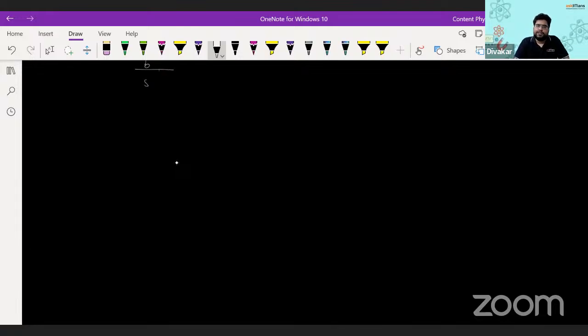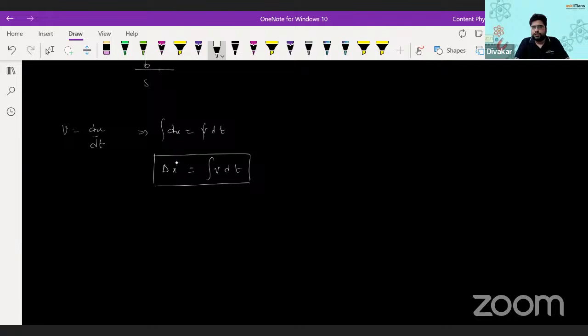If displacement is given, we learned how to find the instantaneous velocity, but the reverse can also be there. For example, if they give you velocity as a function of time, how will you find the displacement? We studied that v is equal to dx by dt. That is the relationship between instantaneous velocity and displacement. Then you can write dx as v dt. If I integrate this, I'll get delta x equal to the integration of v dt. So if you are given a velocity function and you integrate it, you get a displacement function. Differentiation of displacement gives velocity, integration of velocity gives displacement.